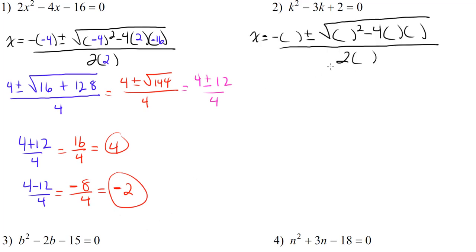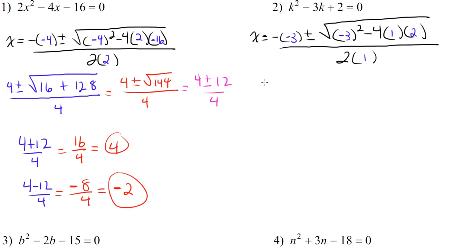All right, on number 2 here, you see I have already written my quadratic formula with parentheses. Now we just need to plug in our values. So our b value is negative 3. That goes here and here. Our a value is 1. And our c value is 2. And we work it out.